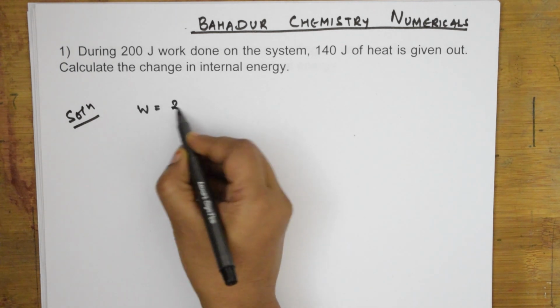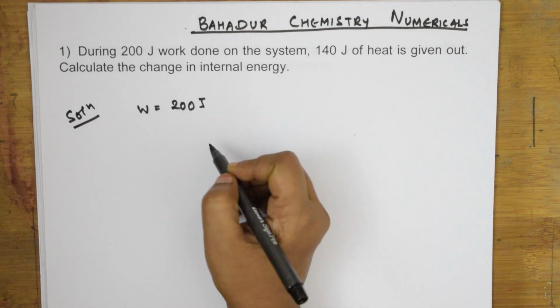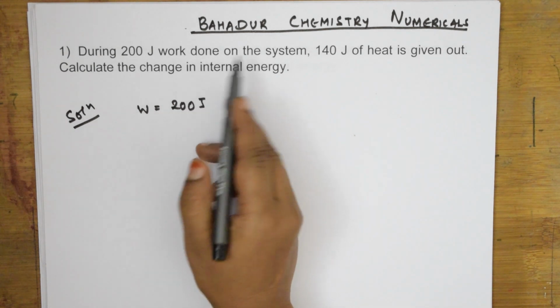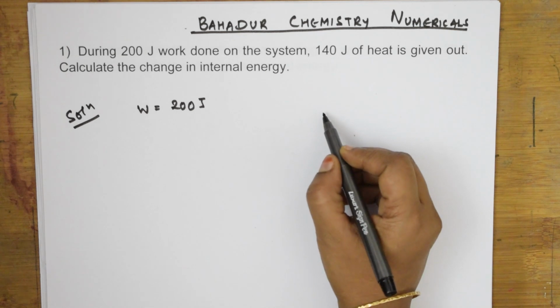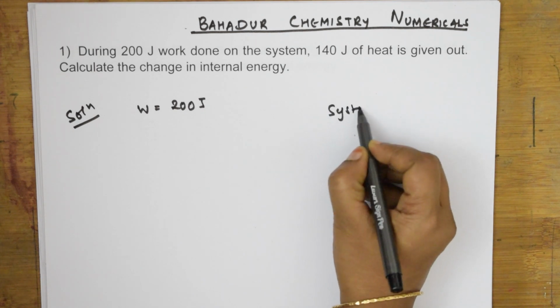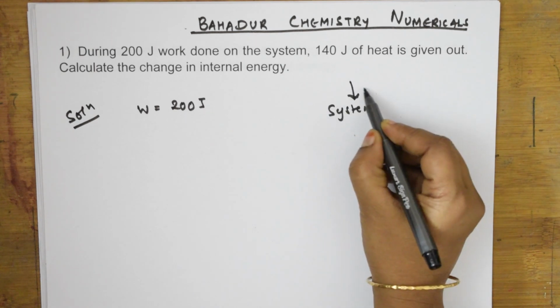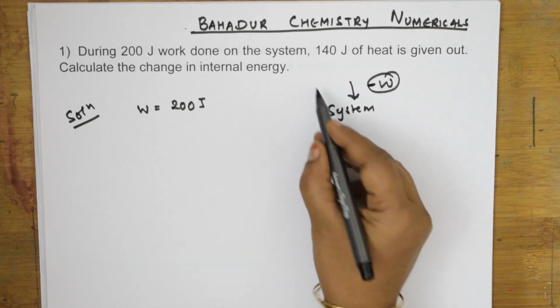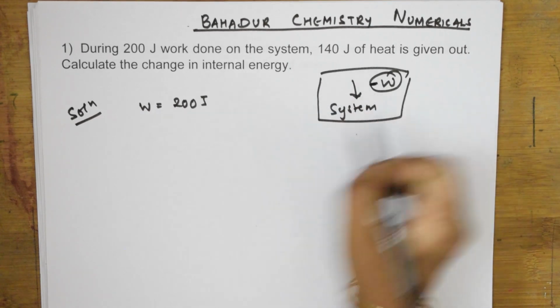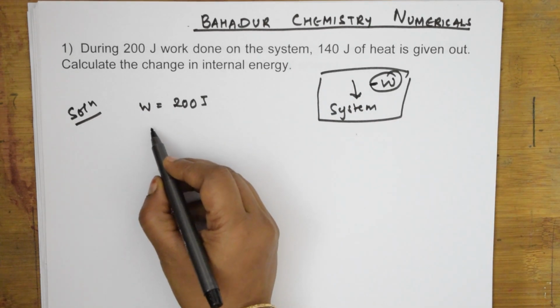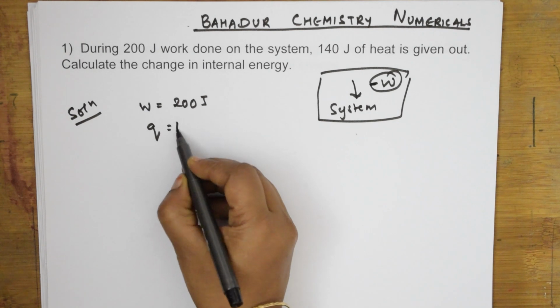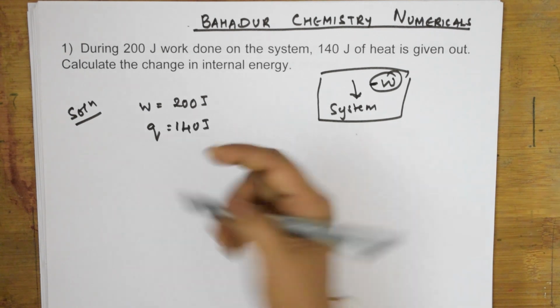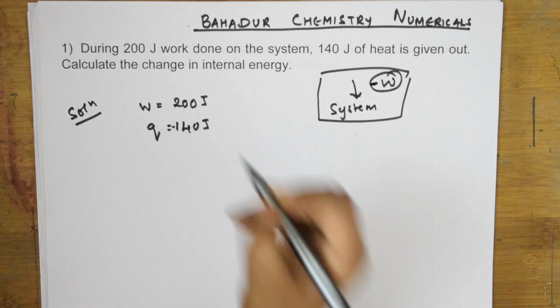W is given to us, that is nothing but 200 joules. This is work done on the system. Whenever work is done on the system, the work will always be negative. If you remember this concept, it is easy for me to write. Next, they have given me the Q value, which is 140 joules given out. Given out means it's nothing but minus.